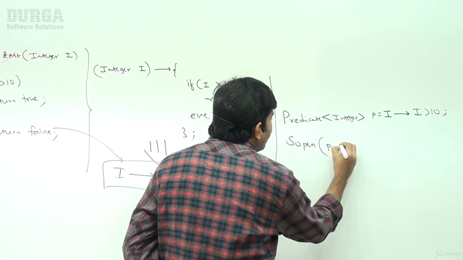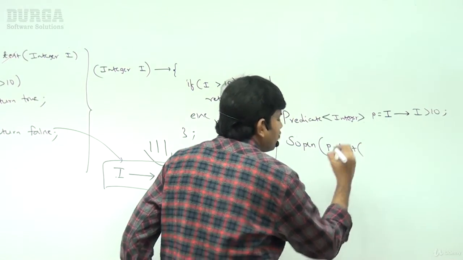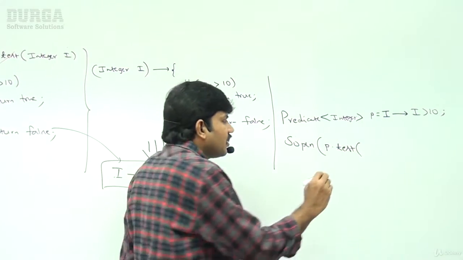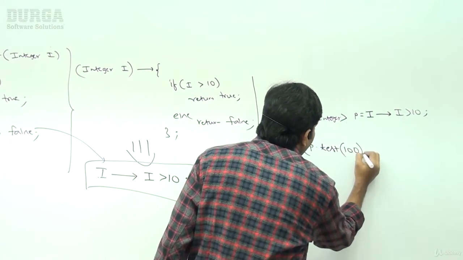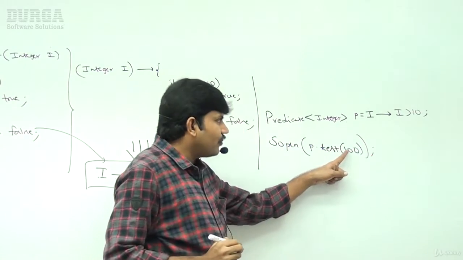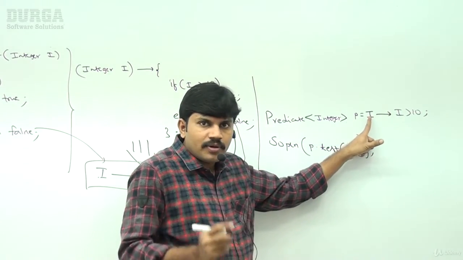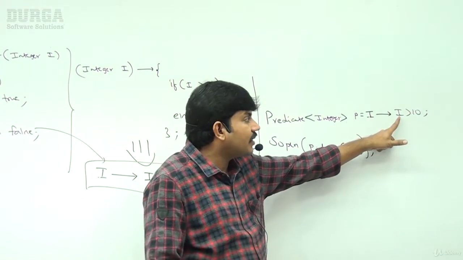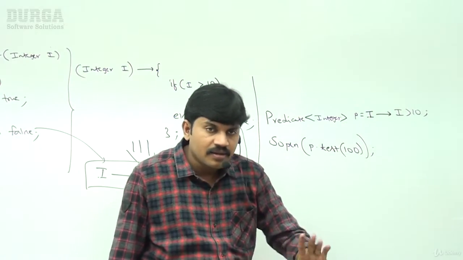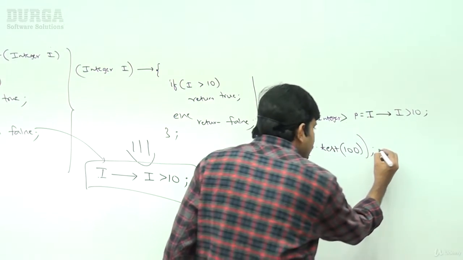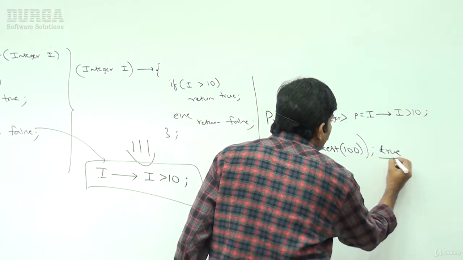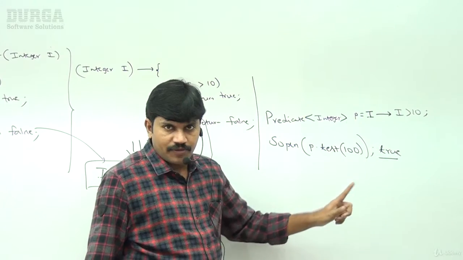System.out.println p.test of 100. What is that, sir? This p is going to take 100 as the input and it will check whether 100 is greater than 10 or not. Yes, so the answer by default will be true, sir. Is it clear for all of you?